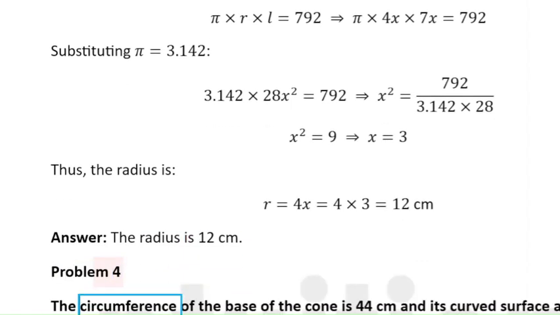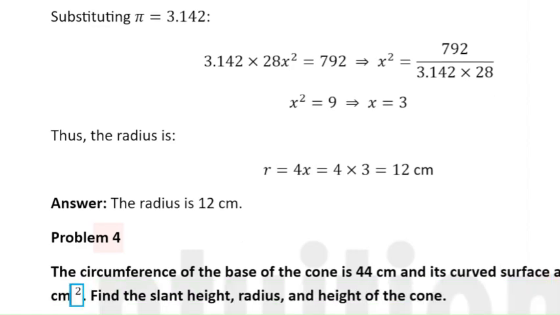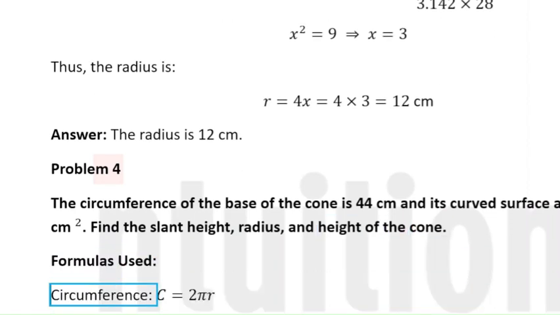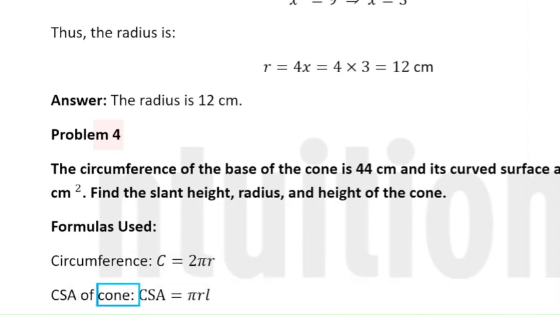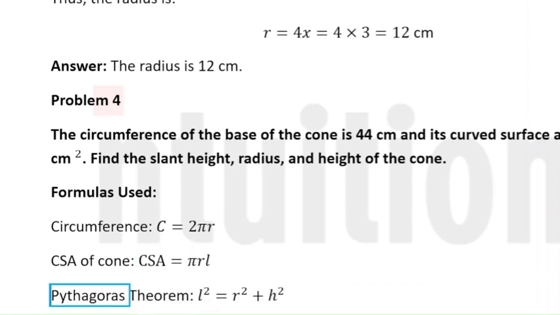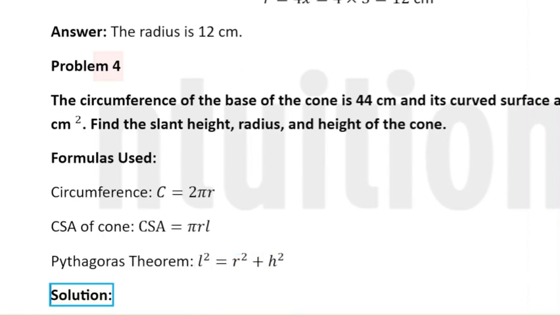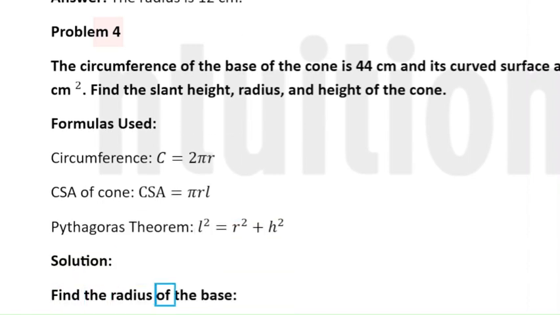Problem 4. The circumference of the base of the cone is 44 centimeters and its curved surface area is 550 centimeters squared. Find the slant height, radius, and height of the cone. Formulas used: circumference equals 2πr, CSA of cone equals πrl, Pythagoras theorem, l squared equals r squared plus h squared. Solution: find the radius of the base.